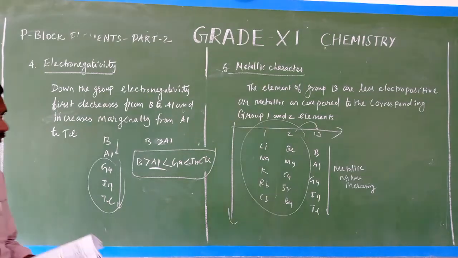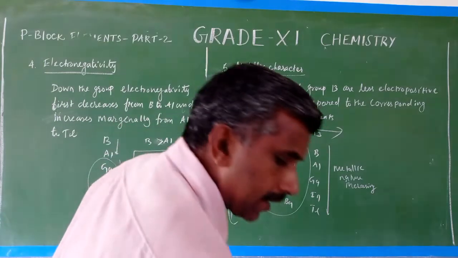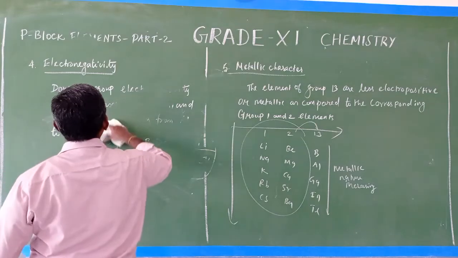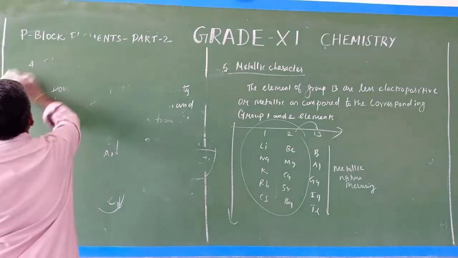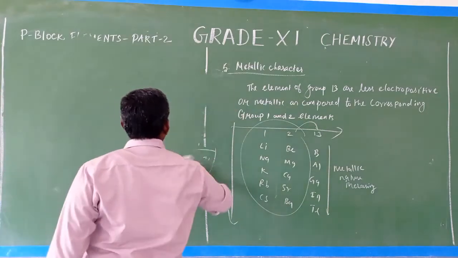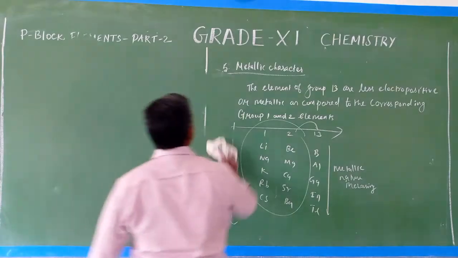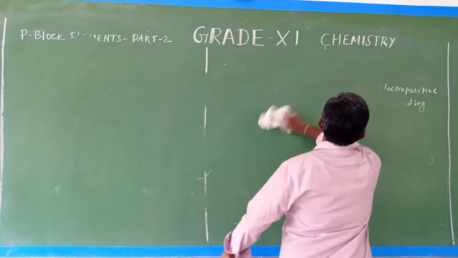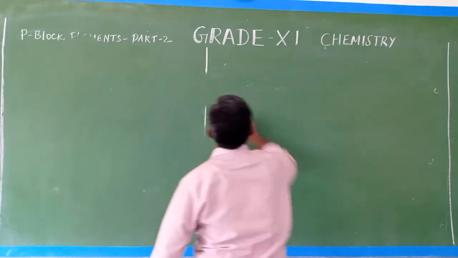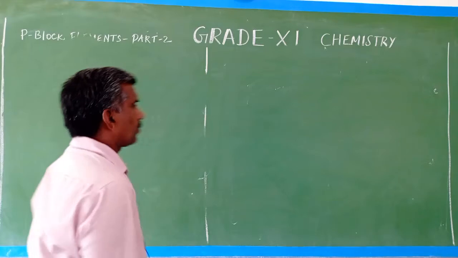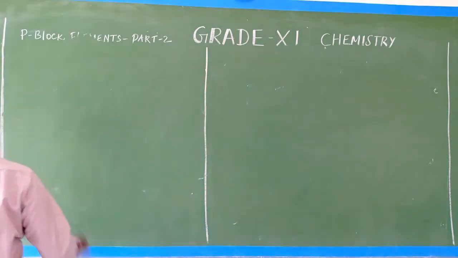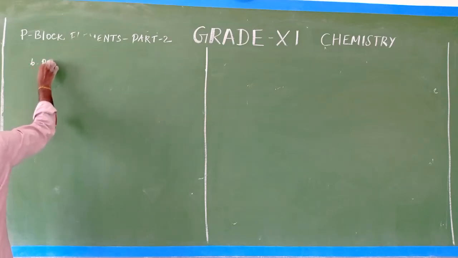Now density. Sixth property is density. It is very important. Density, what is the formula? Mass by volume.